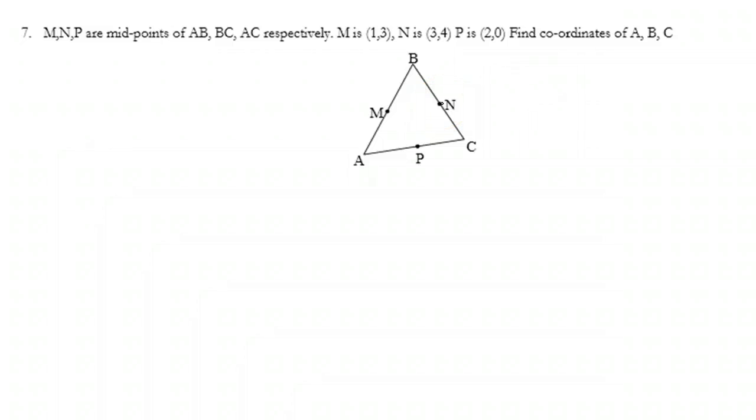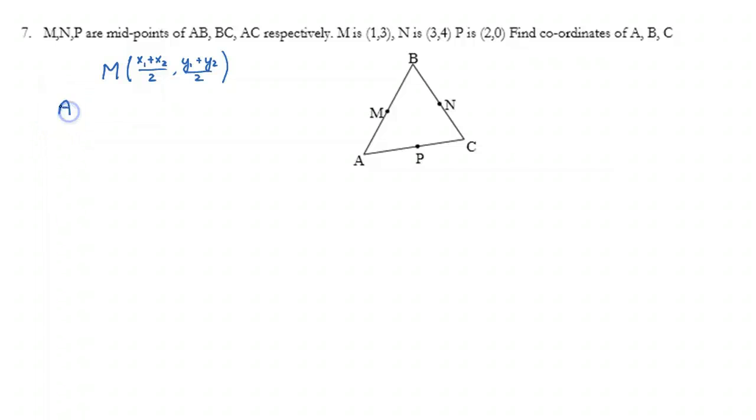Since we're talking about midpoints, I'm going to use the midpoint formula, which is (x1 plus x2) over 2, (y1 plus y2) over 2. A nice thing to remember here is that these are broken up into the x part and the y part. So the way I'm going to approach this problem is I'm going to deal with all the x values, and then I'm going to deal with the y values.